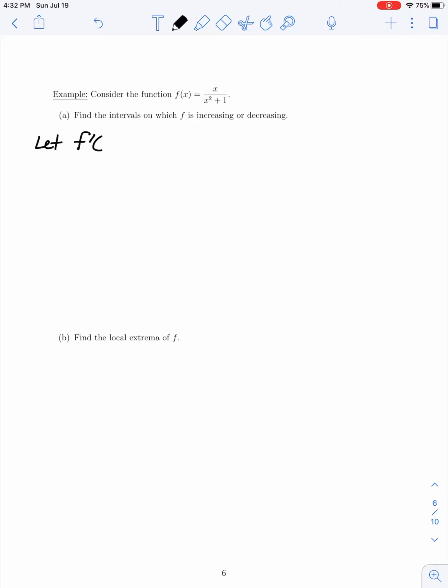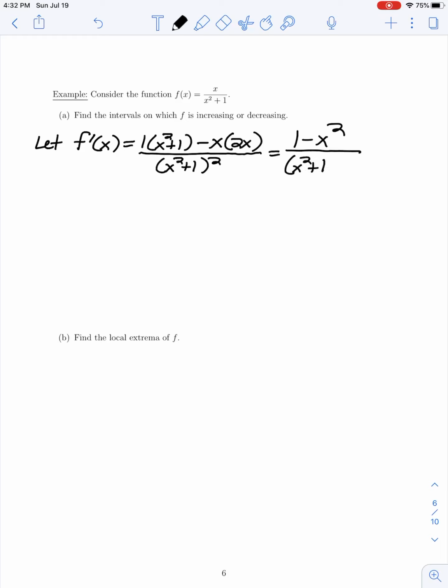So here we can take f prime of x using the quotient rule. We would have the derivative of our numerator, 1, times the denominator, x squared plus 1. Then we subtract the numerator, x, times the derivative of the denominator, 2x. And then divide by our denominator, x squared plus 1, quantity squared. Or simplifying a little bit, we're left with 1 minus x squared for our numerator, divided by (x squared plus 1) quantity squared.